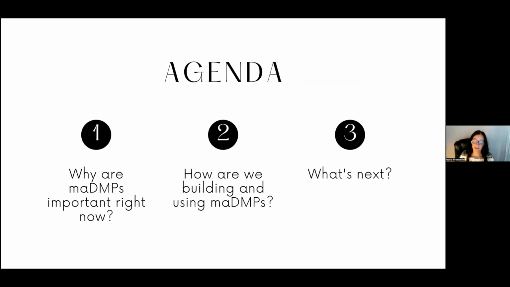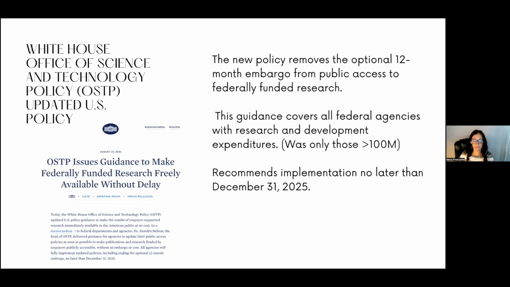So I'm going to talk a little bit, taking a step back and thinking about why machine-actionable DMPs are important right now, thinking about it from a US perspective, but I think it also has parallels internationally as well. I'll talk a little bit about how we're building and using machine-actionable DMPs and what's next for us. So just diving into some of the big policy changes at the federal level that have been happening at a rapid rate, I will say, over the past few months.